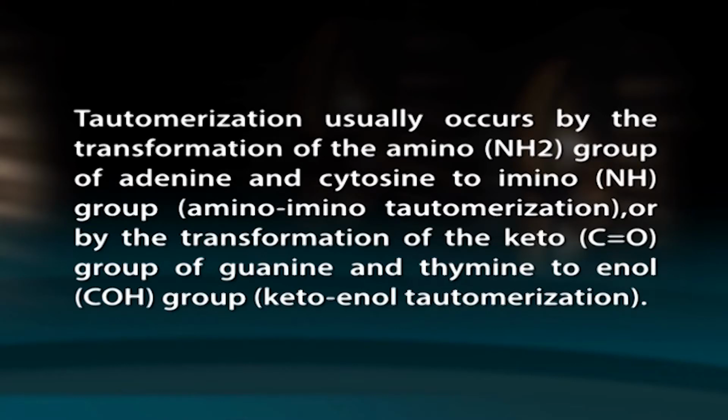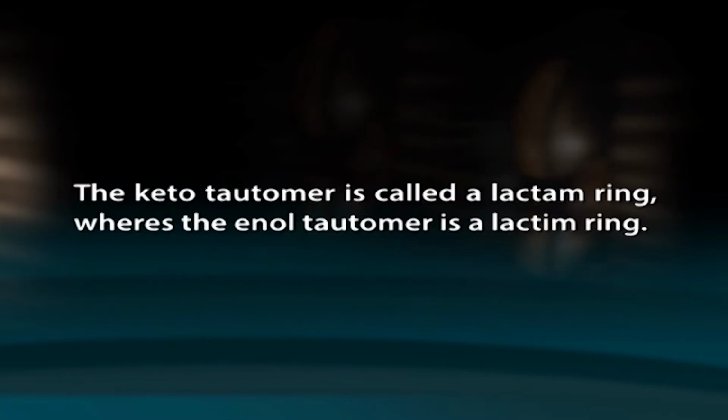Tautomerization usually occurs by the transformation of the amino or NH2 group of adenine and cytosine to an imino or NH group, called amino-imino tautomerization, or by the transformation of the keto group of guanine and thymine to the enol group, which is also known as keto-enol tautomerization. The keto tautomer is called a lactam ring, whereas the enol tautomer is a lactim ring.